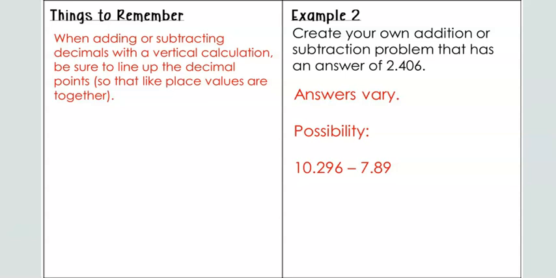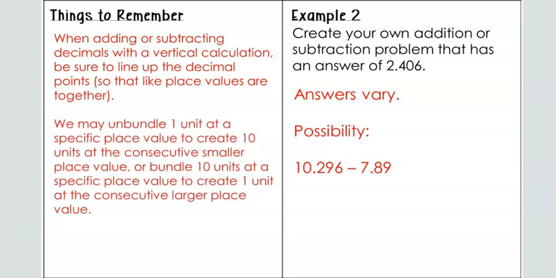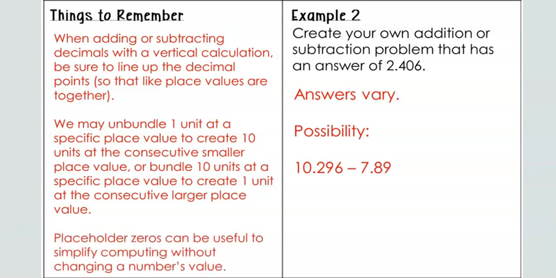Things to remember when adding or subtracting decimals with a vertical calculation: be sure to line up the decimal points so that like place values are together. Remember, you do have a decimal place value chart in your folder that is laminated that you can use to help you do this. We may unbundle 1 unit at a specific place value to create 10 units at the consecutive smaller place value, or bundle 10 units at a specific place value to create 1 unit at the consecutive larger place value. Placeholder zeros can be useful to simplify computing without changing a number's value.